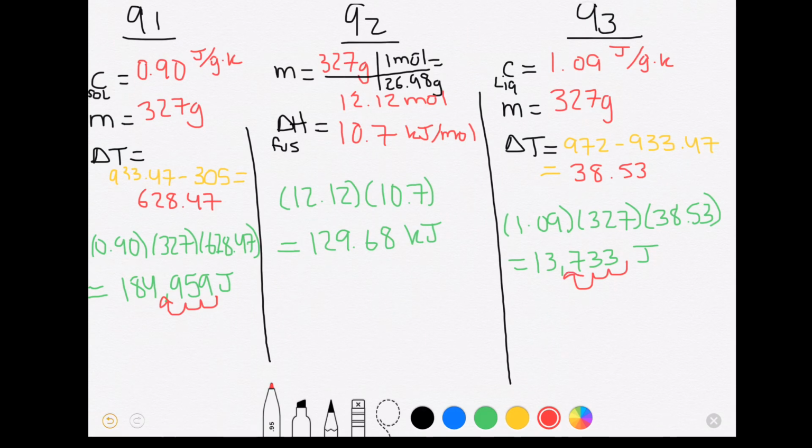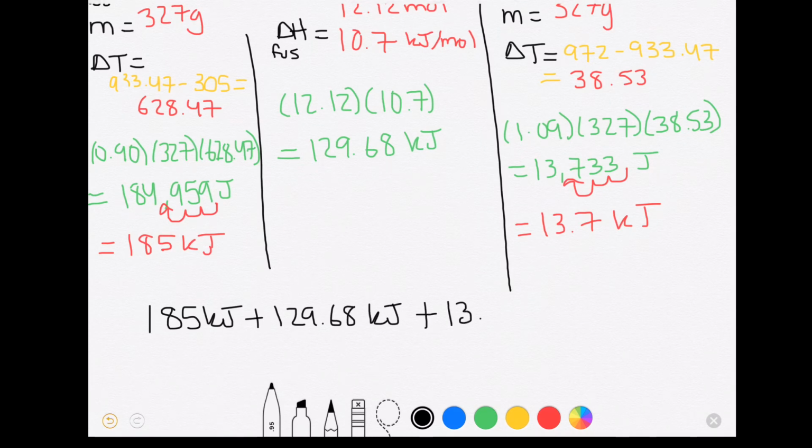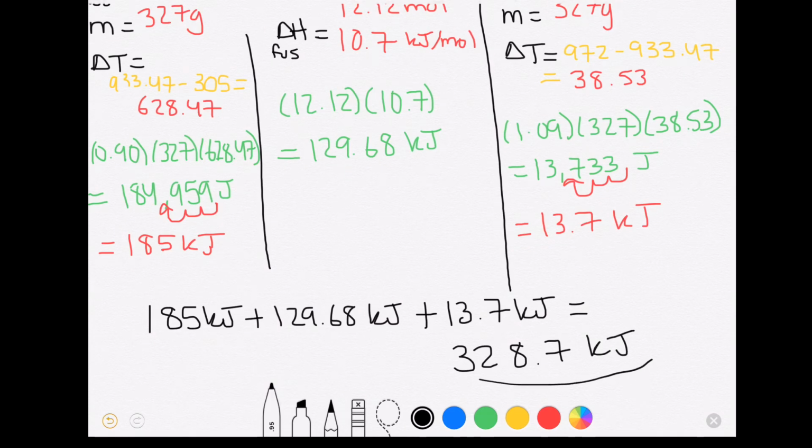So over here I end up with 184, sorry, I'm going to go ahead and round that, 185 kilojoules, and over here I end up with 13.7 kilojoules. And now I can add all of my Q's together, so that will be 185 kilojoules plus 129.68 kilojoules plus 13.7 kilojoules for a final answer of 328.7 kilojoules.